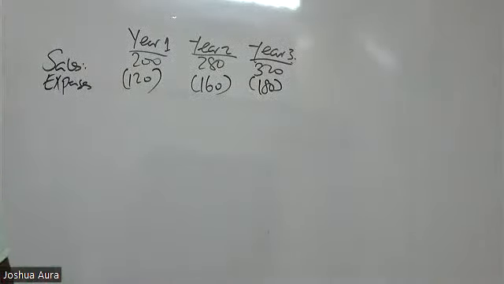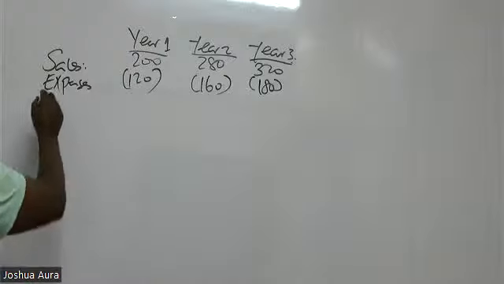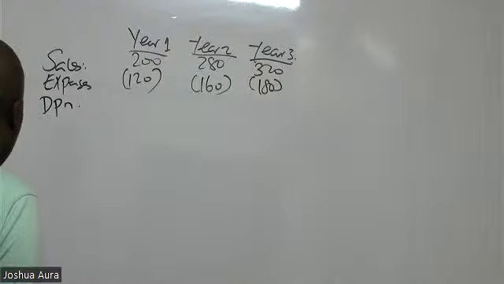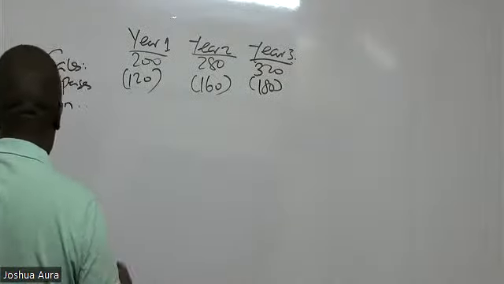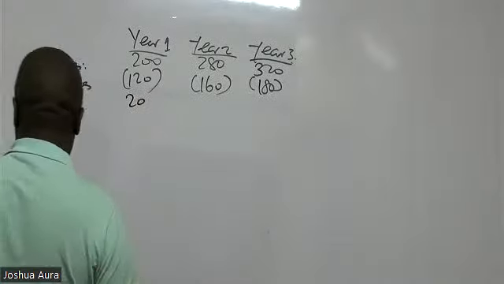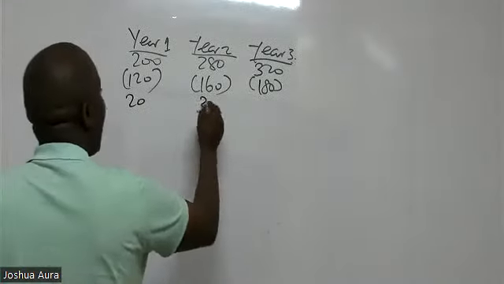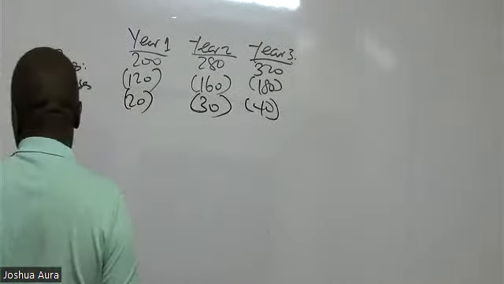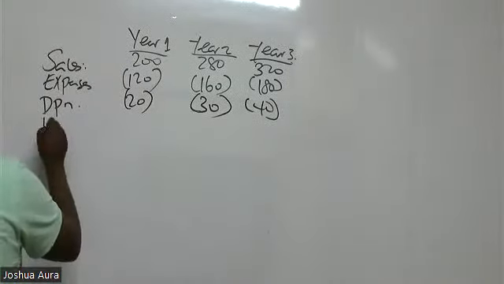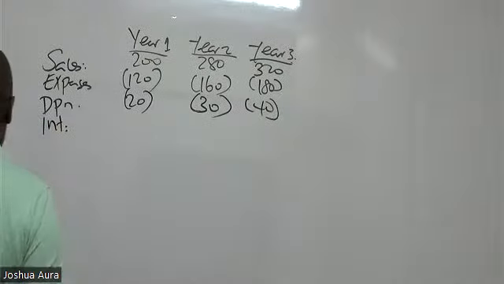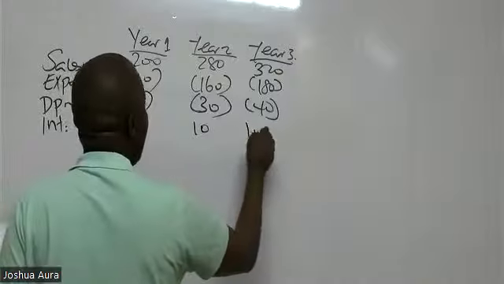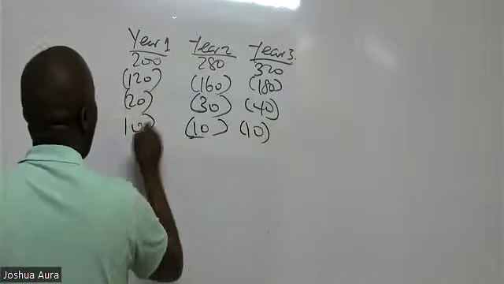And then I can see my capital allowance C, that is depreciation. Depreciation, ladies and gentlemen, is my capital allowance. I don't like using the word capital allowance. So depreciation, I can see 20, 30, 40. It's a deductible item. I deduct like that. And then I can see interest charge, I can see 10. And that is it.